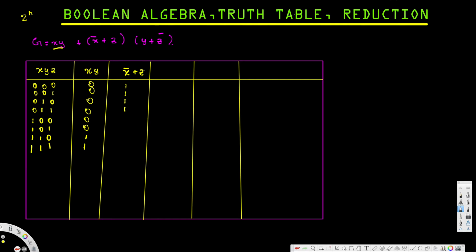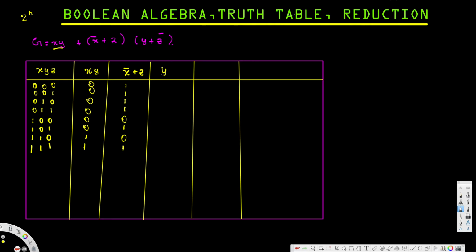And also if Z is 1, we will get a 1. So Z is 1 right here, 1 right here, and also here we are going to have 1, and the last one also 1. So these are the possible terms where we are going to get 1 for X bar plus Z.